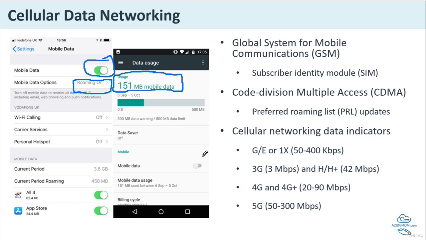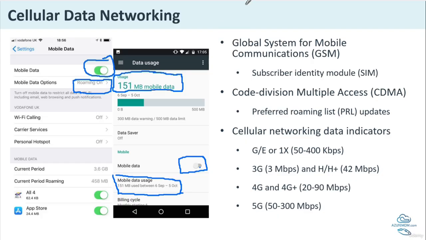Here, you can also see the mobile data is disabled. You just need to click over here and the data will be enabled. Here you can see the mobile data usage is showing from 6th September to 5th October is 151 MB.